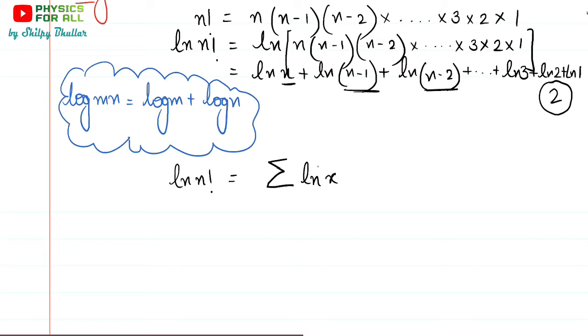And now what is that x? If you start from the lowest quantity, what is the lowest quantity here? Suppose this n factorial is basically you are finding 20 factorial. So this n would be 20, this would be 19, this would be 18, and so on up to 1. So the lowest quantity is 1 and the highest quantity is the number whose factorial you are finding. So here we are going to write x is equal to 1 to x is equal to n, the number whose factorial we have to find.